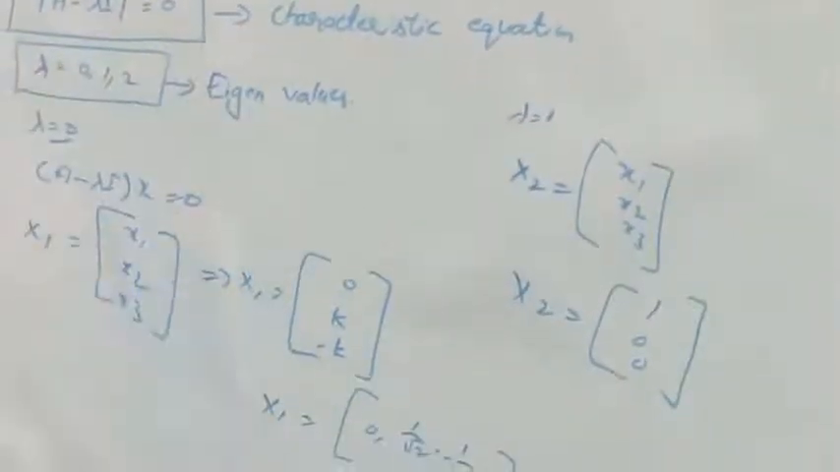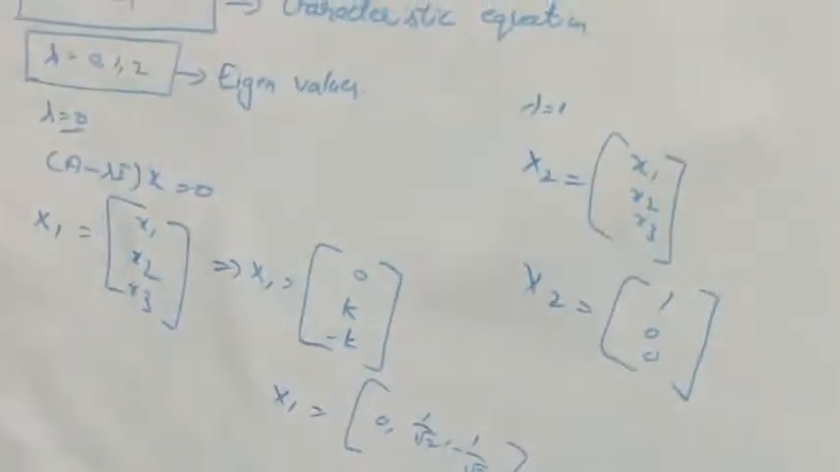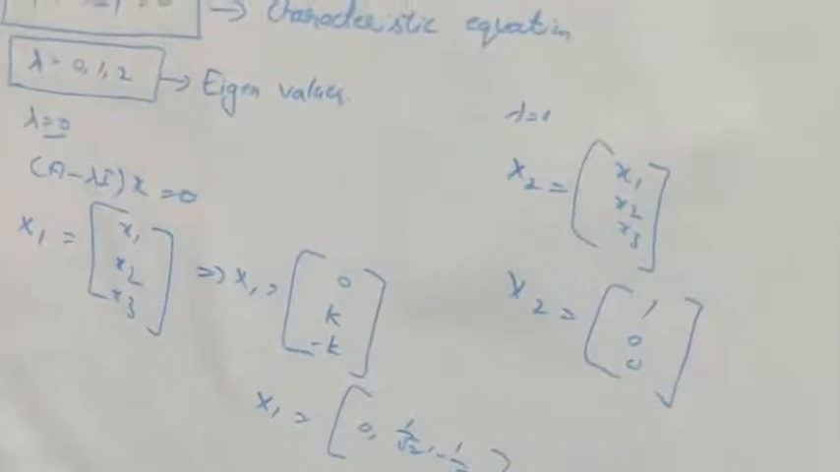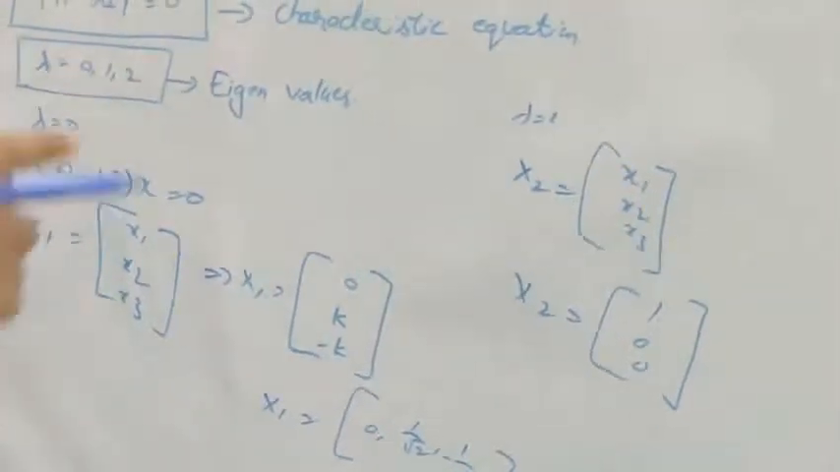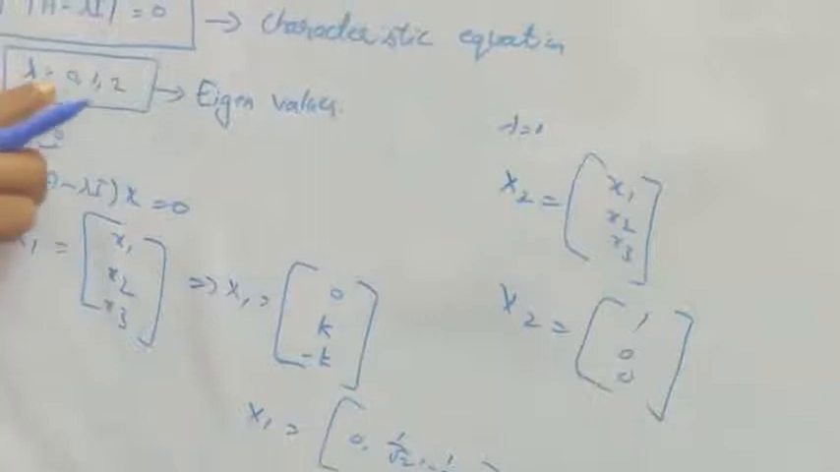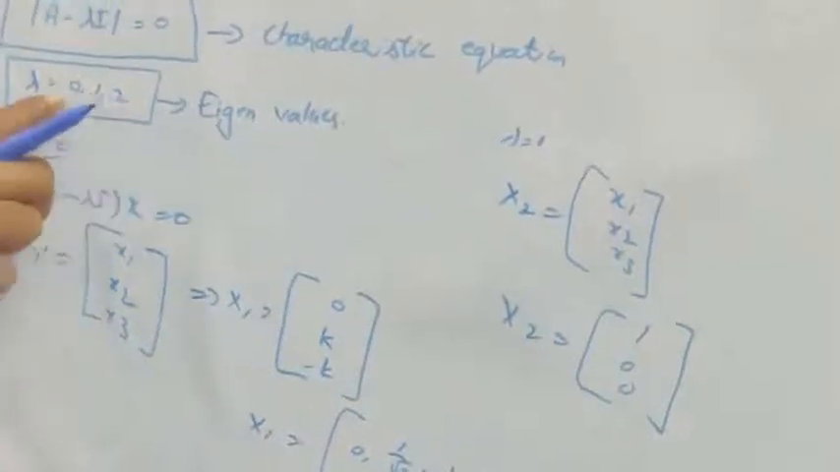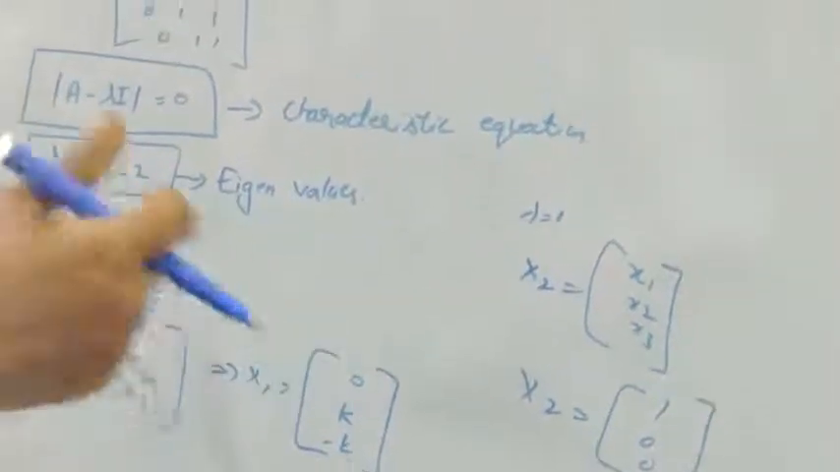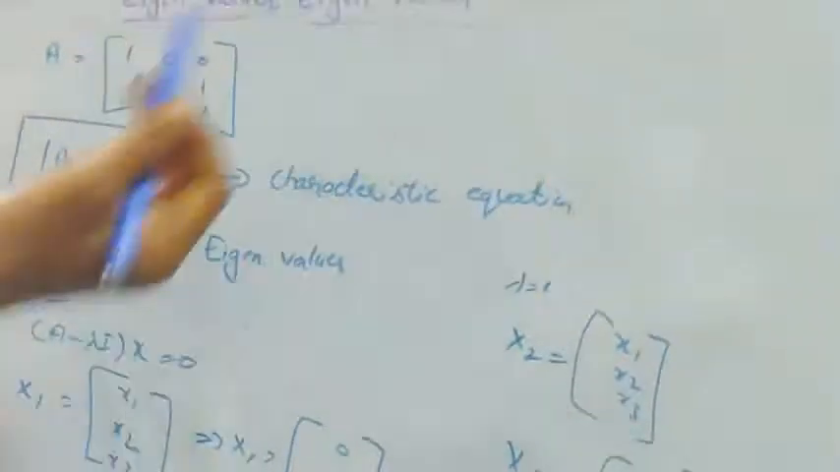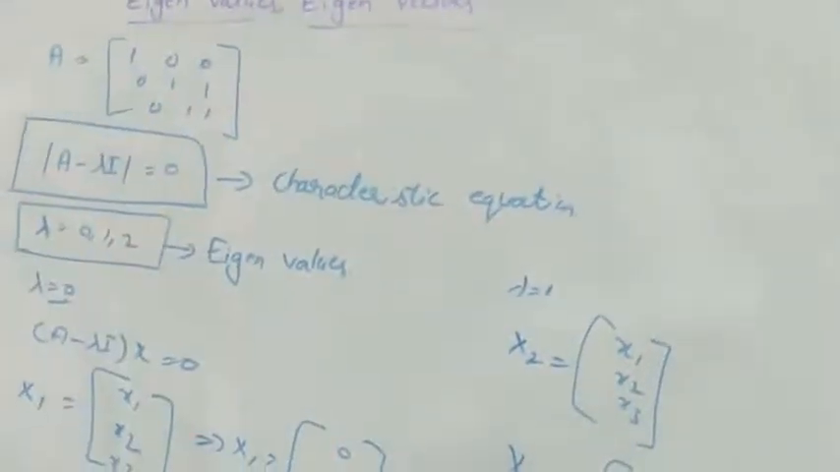So up to here we solved in the last class. Today we are going to solve the third case, that is lambda is equal to 2. For lambda is equal to 2, we have to find the eigenvectors.